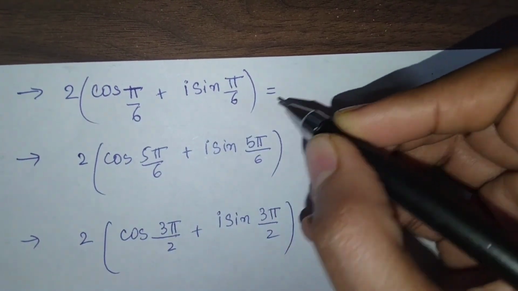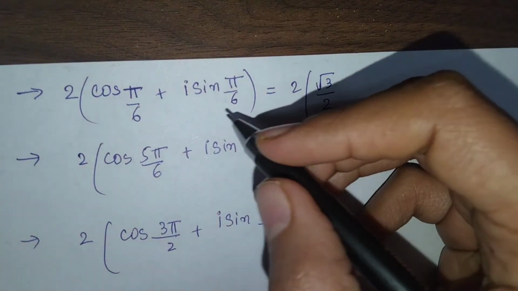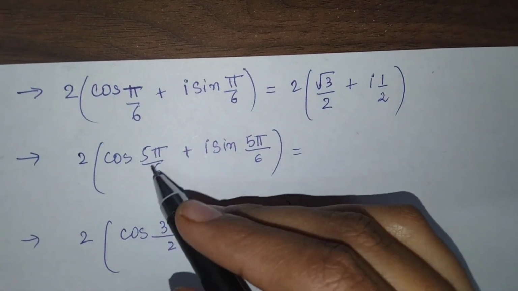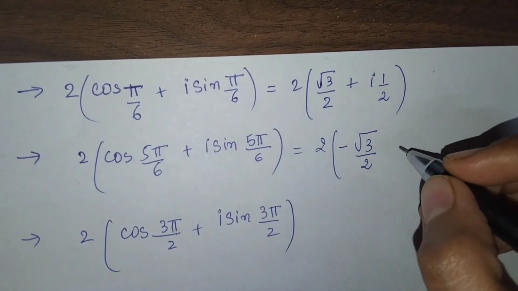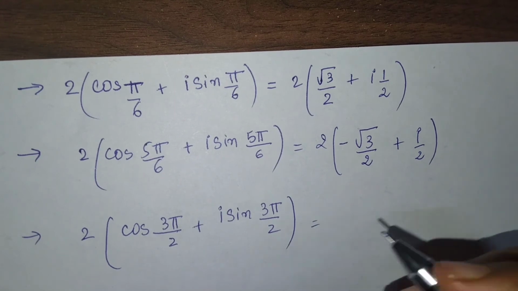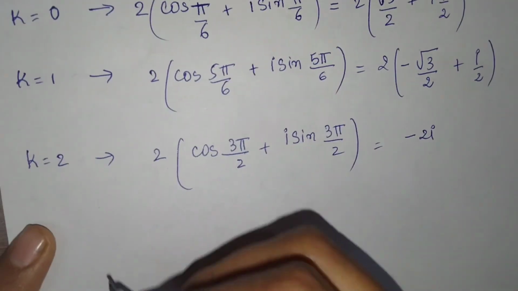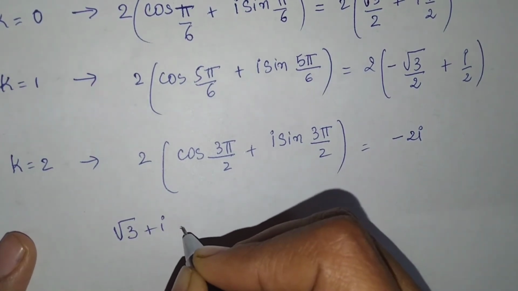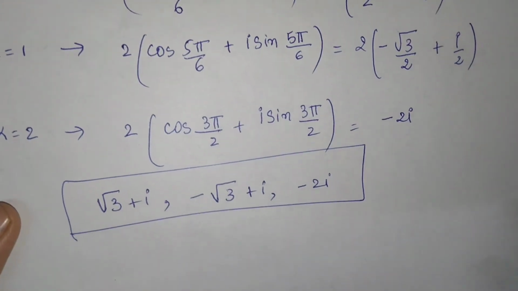In this equation, if we put the value of cos pi by 6, we get 2 times root 3 by 2, and sin pi by 6 is 1 by 2, so we can write it like this. Similarly, putting in this value, it will be 2 times minus root 3 by 2 plus I by 2, and the third one gives us minus 2i. If you solve it further, then you will get root 3 plus I, comma, minus root 3 plus I and minus 2i. So these are the three roots you are getting.